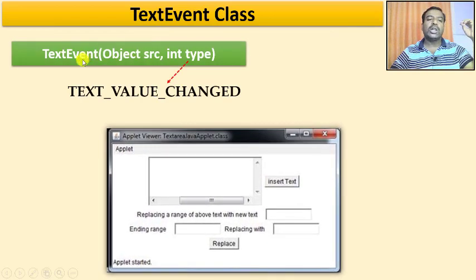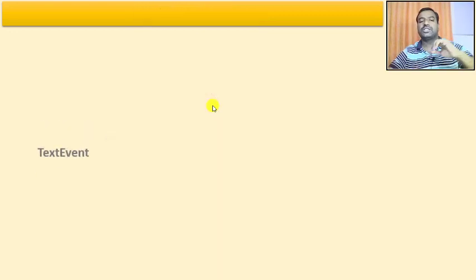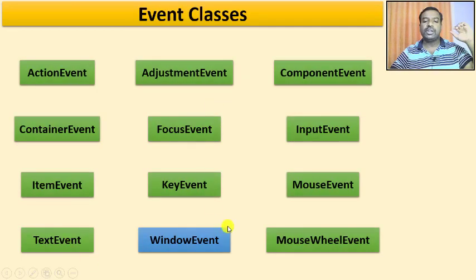It has one constructor, which is the object source as usual, and the type, whether the text value has been changed or not. As I start typing, as I activate this and press the first character, the text value has been changed. Press the second character, the text value has been changed. There is one type of event that can be generated for the text event. This is what the text event is going to be.